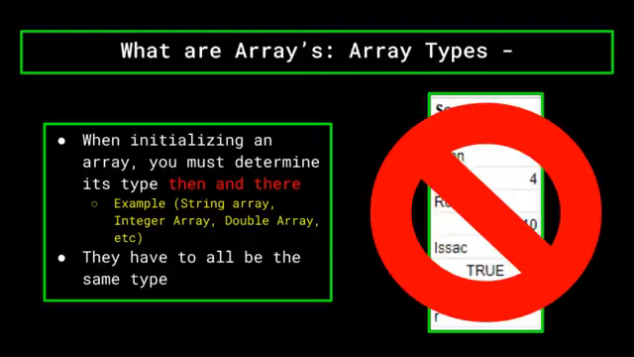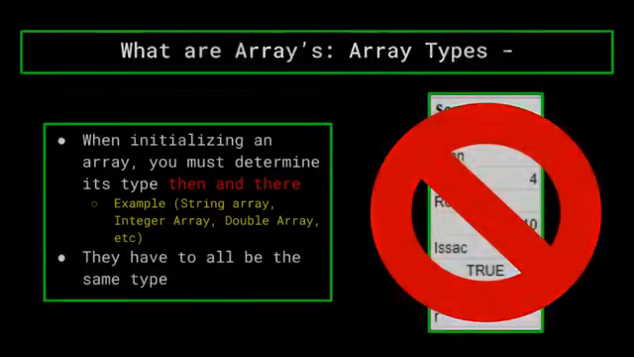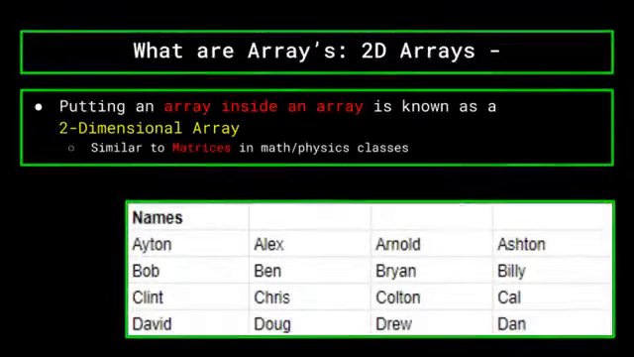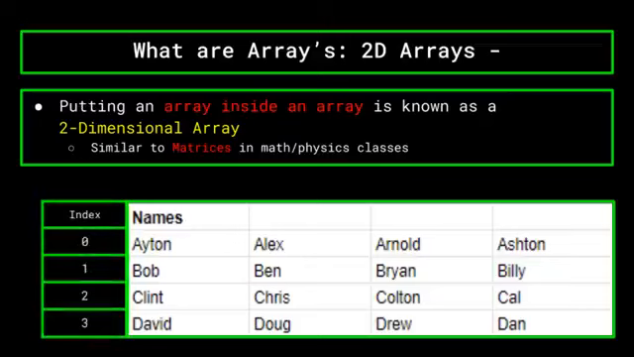They all have to be the same type. Now, the last thing we're going to cover on arrays is a little funky, and that is the practice of putting arrays inside of arrays. If you make an array of arrays, it is referred to as a 2D or two-dimensional array. Think of these as matrices if you have taken an algebra class before. Now, if you haven't, think back to our Google Sheets example. But instead of using columns, we would add rows as well.